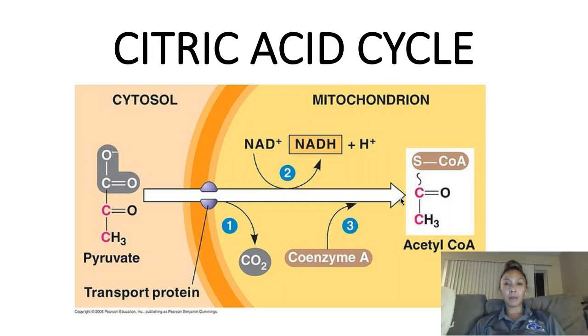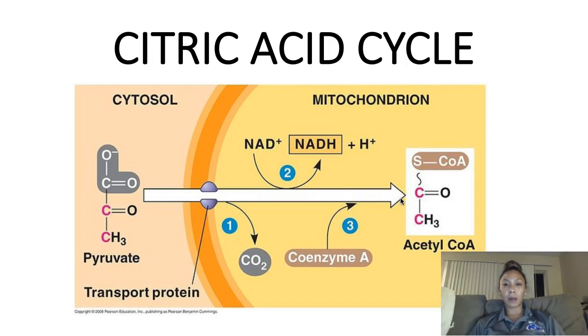The second type of glycolysis is the citric acid cycle. It's also known as the Krebs cycle. So what we do with the citric acid cycle is it is an aerobic process, meaning it uses oxygen in order to try to get more ATP.